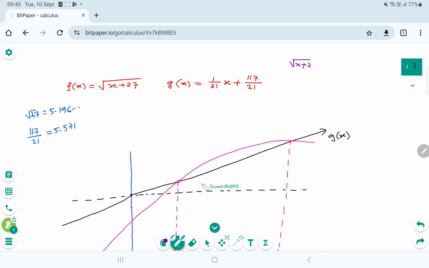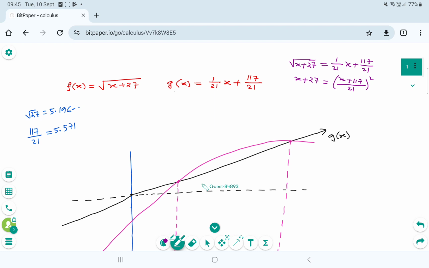Square root of x plus 27 equals 1 over 21x plus 117 over 21. I don't know why your teacher put the fraction like this. Yeah, that's just the system, you know. They make it hard problems so that you'll get very good at it. Okay, numerical calculation, basically.